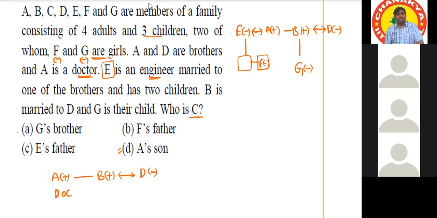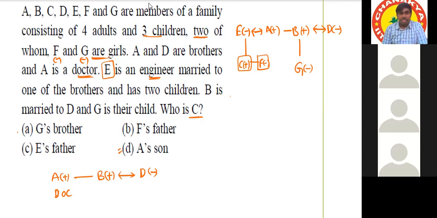Yes, sir. Who is that another person? So C. Out of 7 members, 6 members' information is known here, and the other person is C. C is a male or female? Sir, male. Because F and G are girls, one out of 3 children is a boy. 2 are females, means the other is a male. 100% male. Yes.